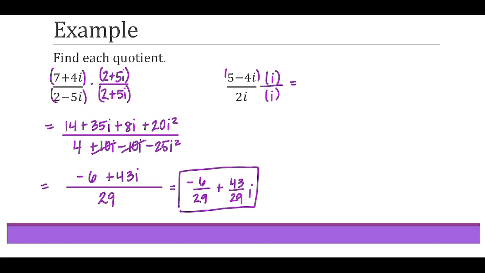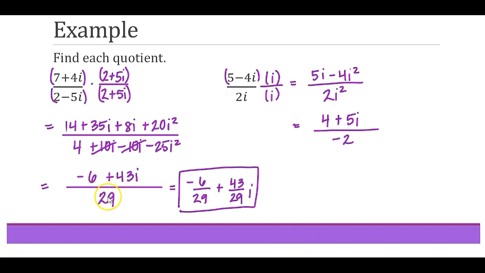So here this i is going to distribute, so I'm going to have 5i minus 4i squared over 2i squared. And then the denominator is just negative 2. In the numerator, the i squared is negative 1. So negative 1 and negative 4, that's positive 4. I'm going to write that first. 4 plus 5i. So notice the denominator is simply a real part. It's just negative 2, and that's what we needed to happen.